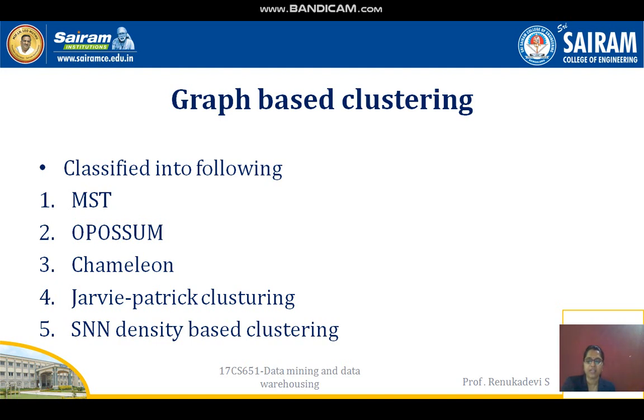So here the classification is classified into the following: one is MST, another one is OPOSSUM, and Chameleon, and Jarvis-Patrick and SNN density. We will discuss each and every one, what it will do and how it is going to play a role.